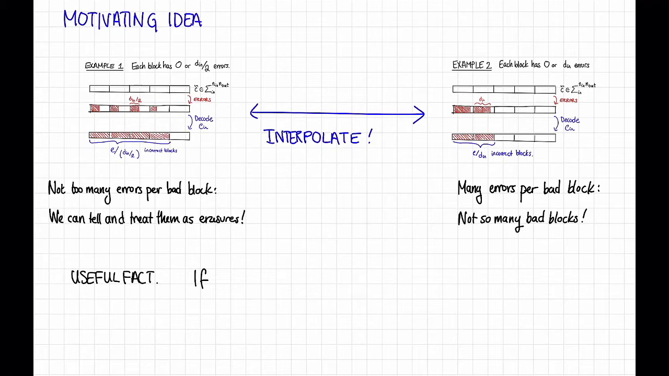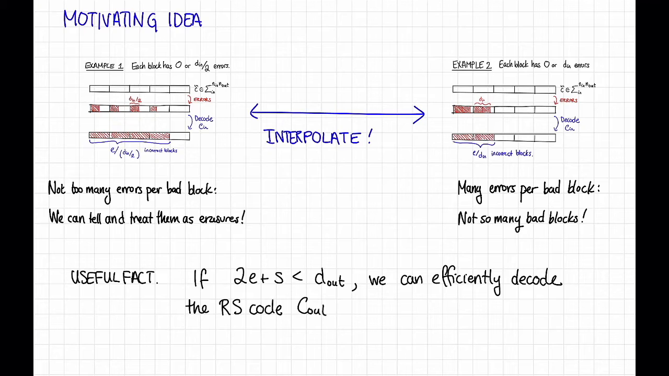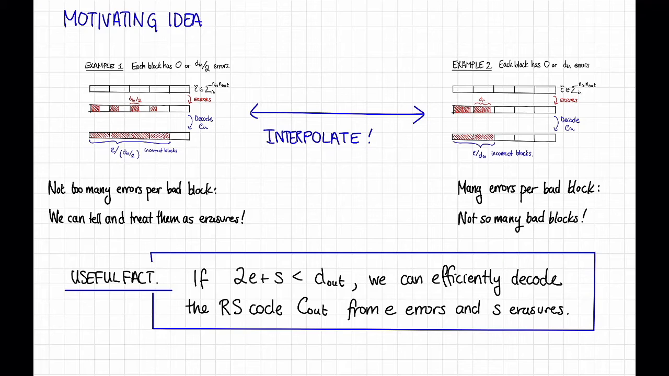The useful fact is that if 2e plus s is strictly less than d out, where d out is the distance of the outer Reed-Solomon code, c out, then we can efficiently decode the Reed-Solomon code c out from e errors and s erasures. I'm going to leave the proof of this fact as a fun exercise for the viewer. As a hint, you can use an efficient decoder for a Reed-Solomon code as a black box. You don't need to open it up or anything. So there's an easy proof.